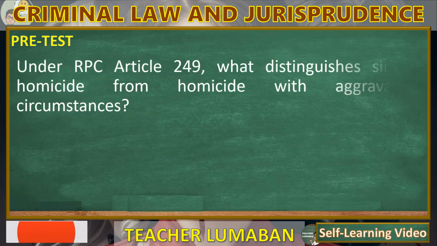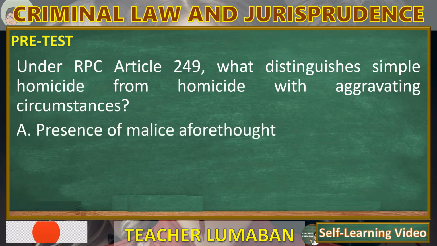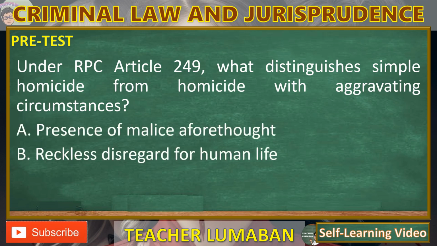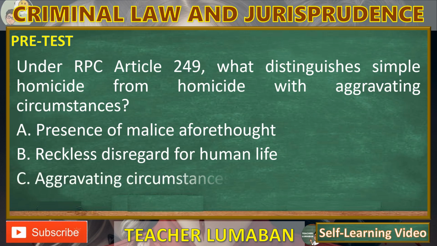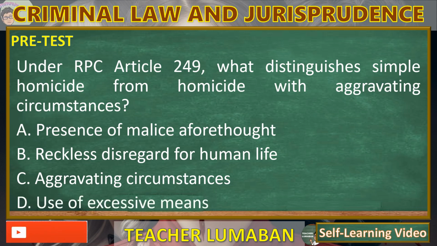Under Revised Penal Code Article 249, what distinguishes simple homicide from homicide with aggravating circumstances? A. Presence of malice aforethought. B. Reckless disregard for human life. C. Aggravating circumstances. D. Use of excessive means.